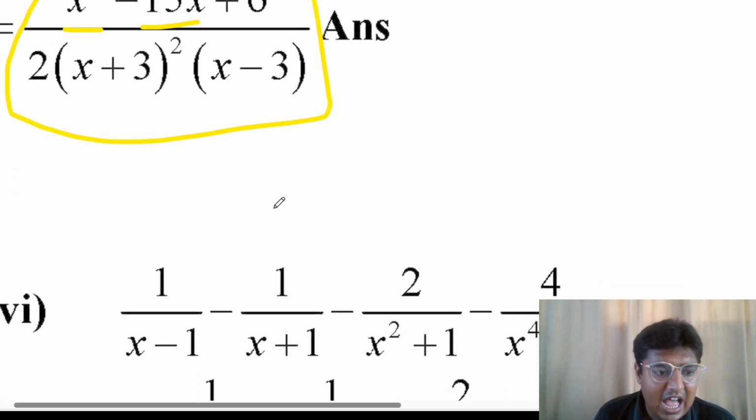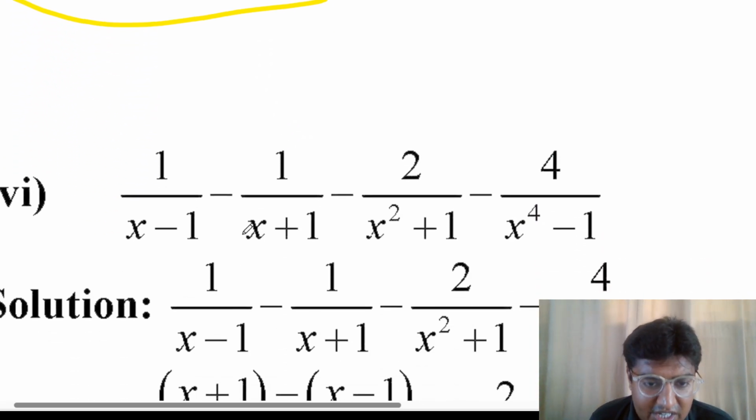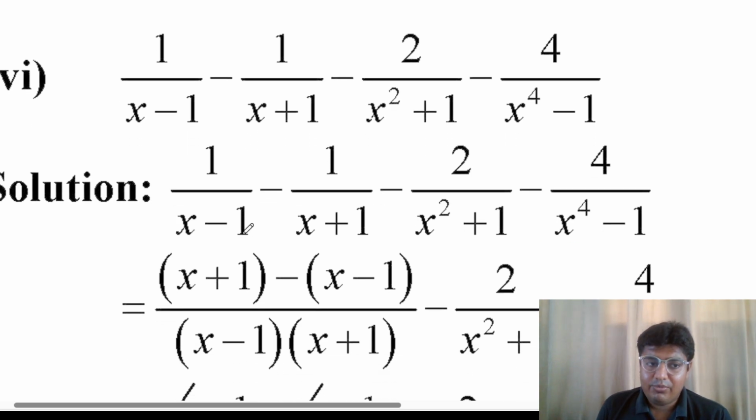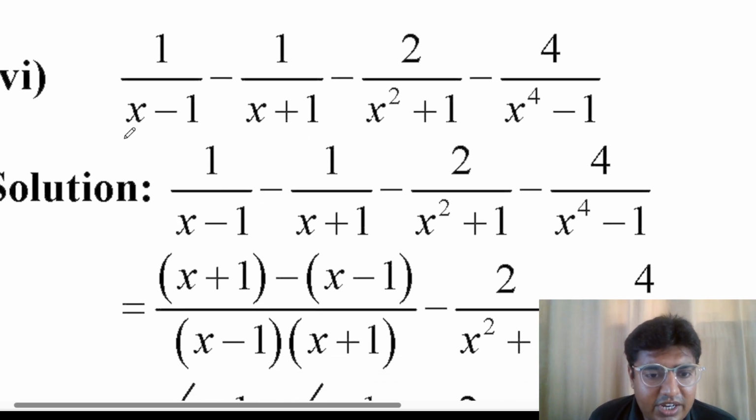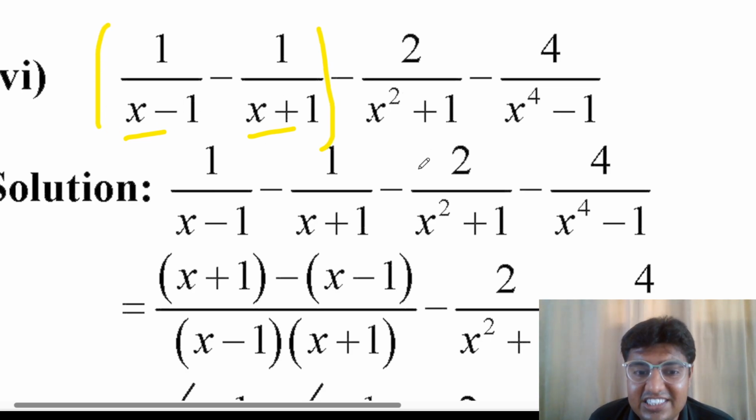Okay, students. I hope you got this trickiest part. Same working here. One denominator is x minus 1. One denominator is x plus 1. So I will solve these two brackets first. And I will keep the remaining as it is.